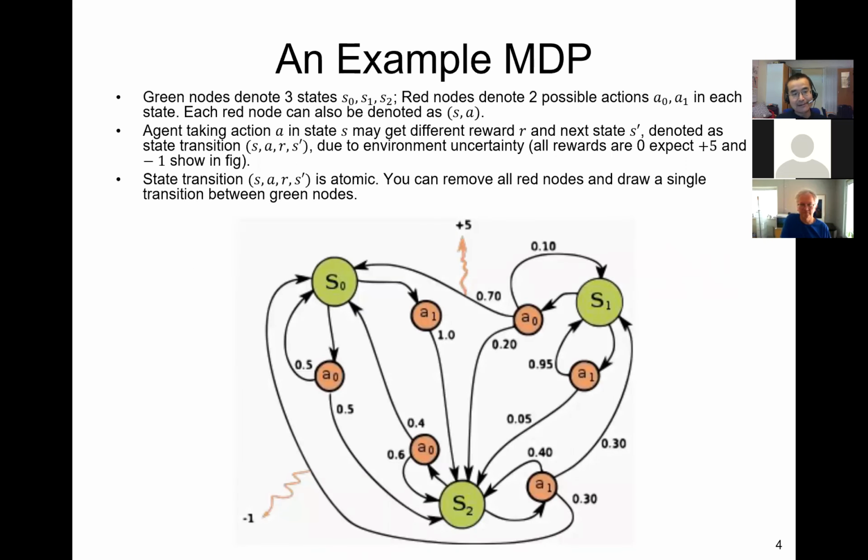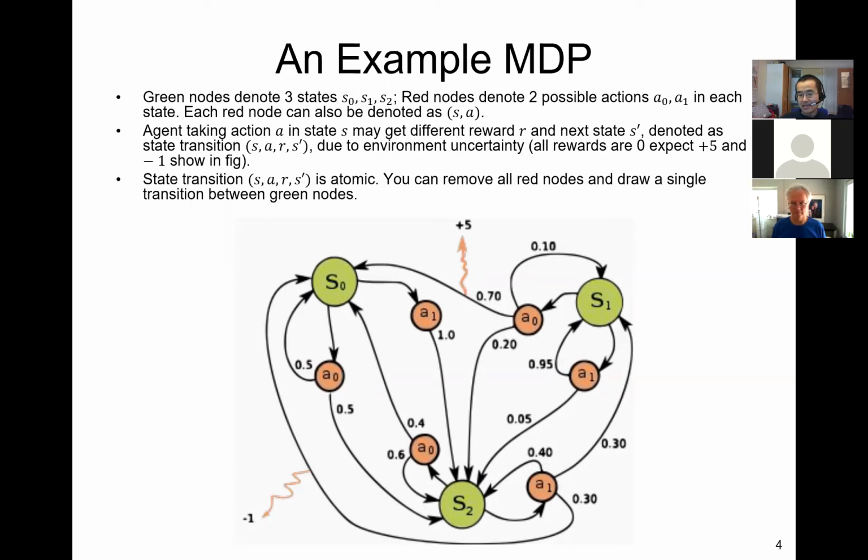So here's an example MDP. You have 3 states. The green nodes and red nodes denote two possible actions from each state. You can mark the states as S or as S comma A. An agent taking an action A in state S may get a different reward R and next state S prime, denoted as the state transition S, A, R, S prime. Due to environment uncertainty, the same action may lead to different states.